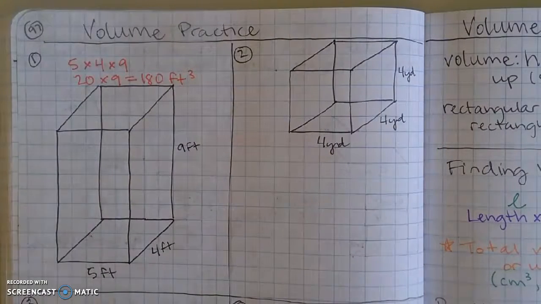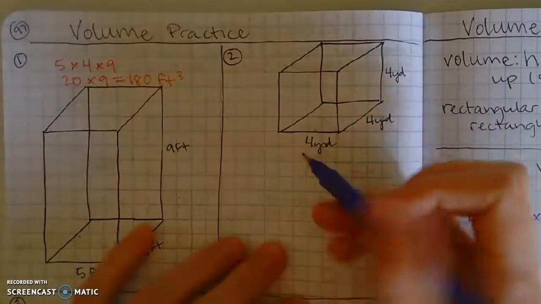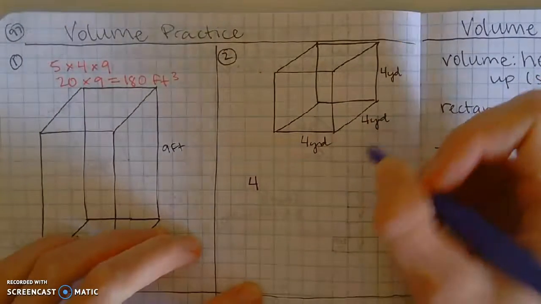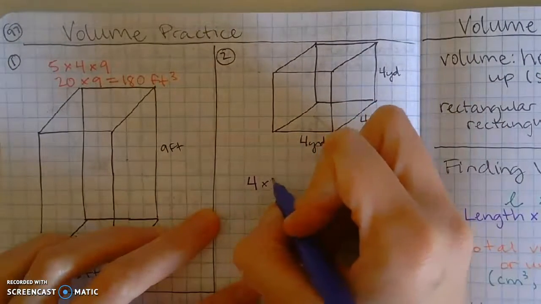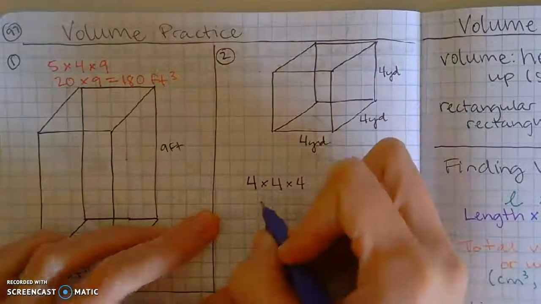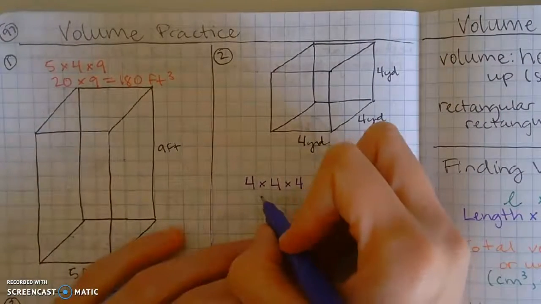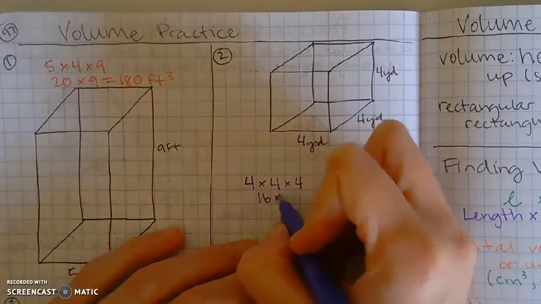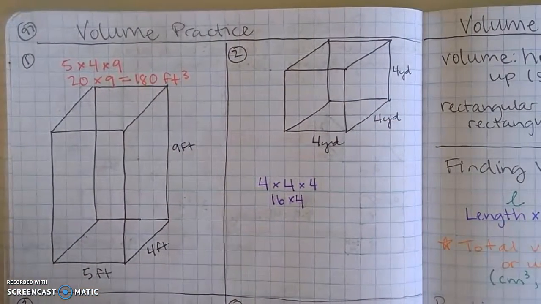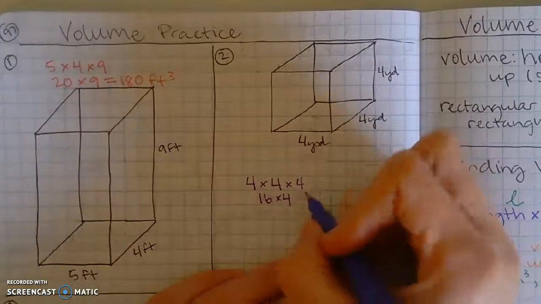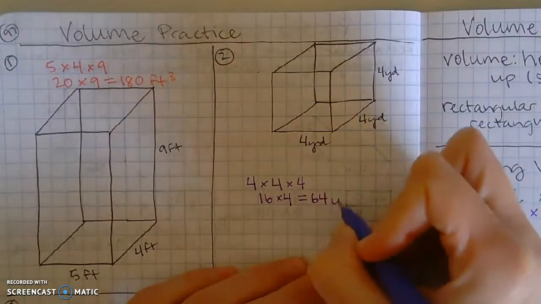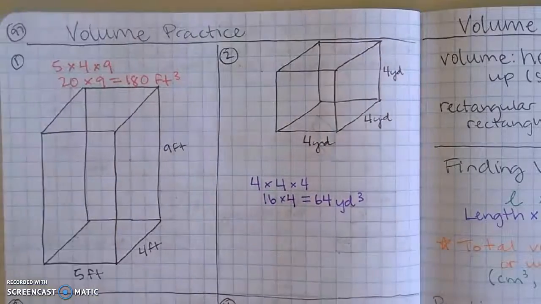Okay, number 2, I'm going to have my base, which is 4, and my width, which is 4, and my height, which is 4. And I'm going to do 4 times 4, which is 16 times 4. And if you don't know what 16 times 4 is off the top of your head like me, I'm going to use my calculator, and that is going to give me 64 yards cubed. Okay?